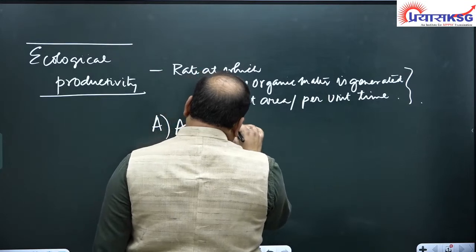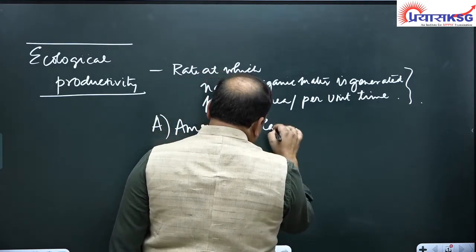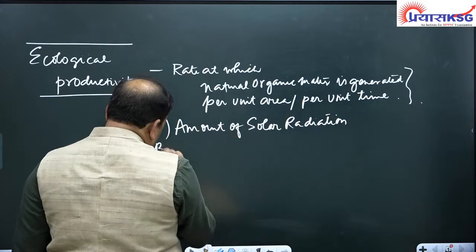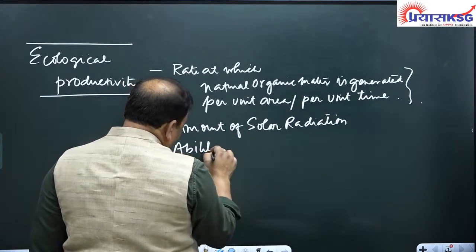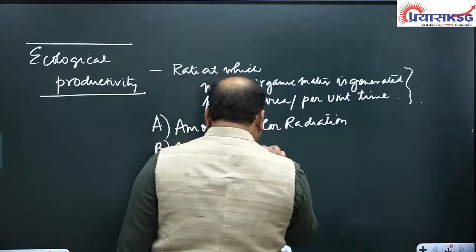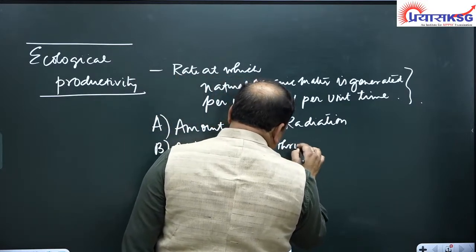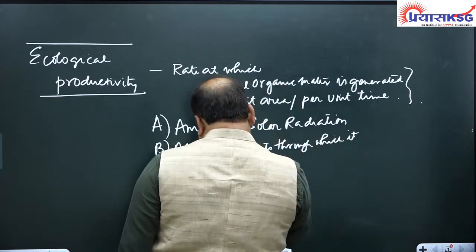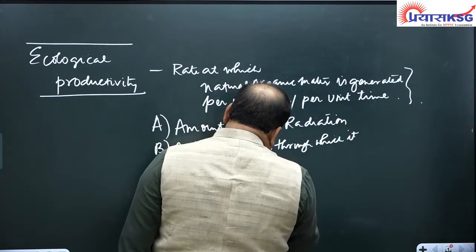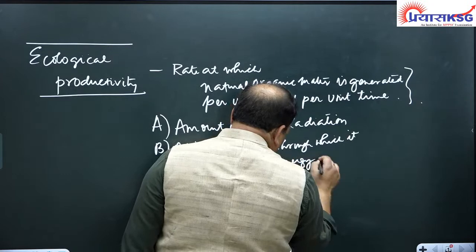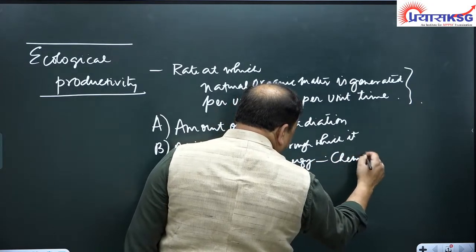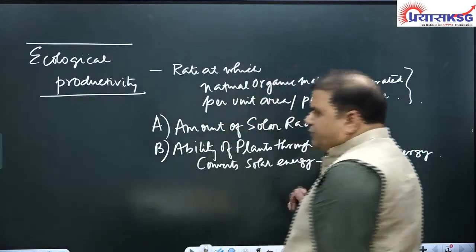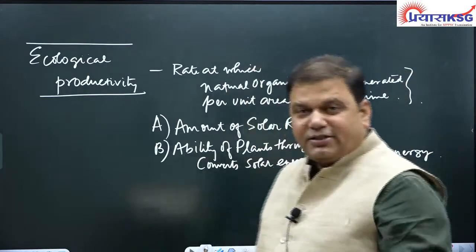There are two factors influencing it. Amount of solar radiation, and second, ability of plants through which it converts solar energy to chemical energy so that it can be used in photosynthesis. So that's called as ecological productivity.